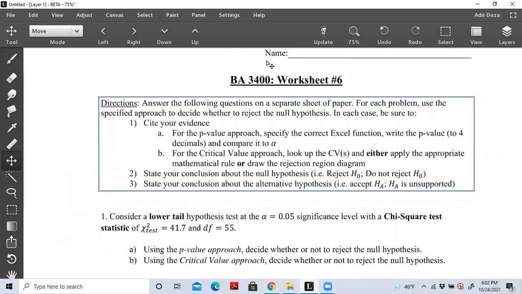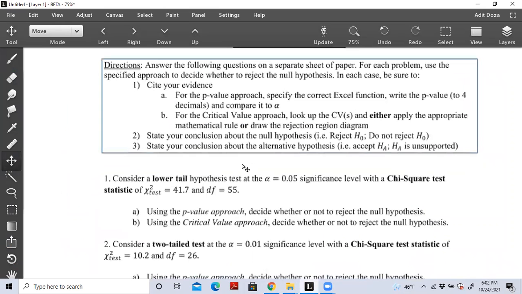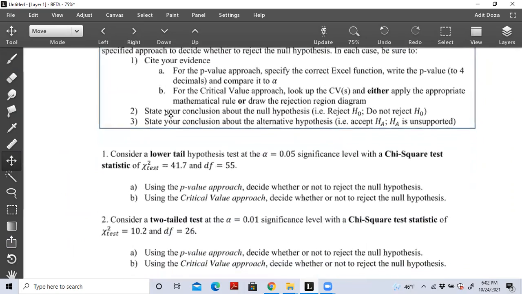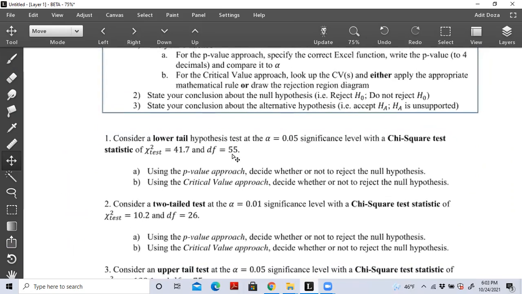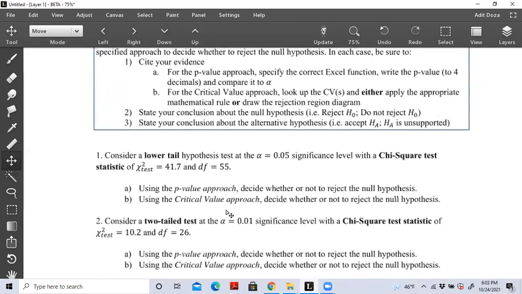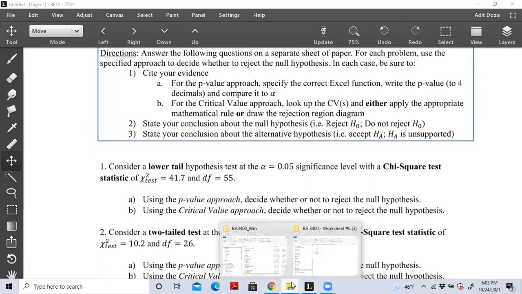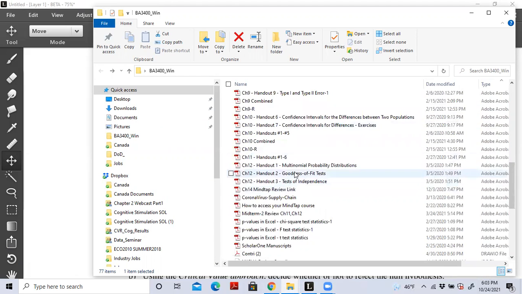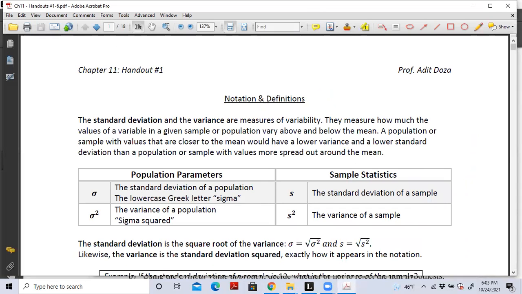Worksheet 6 is actually based on chapter 11, right? Because it talks about the hypothesis test for a chi-square test statistic, and it has given a lower tail test. So part of it is from chapter 11. Actually, let me look at the chapter 11 handout.